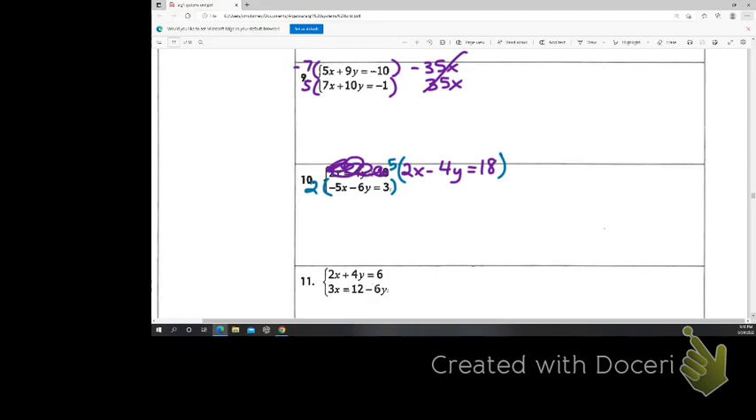For the assignment that followed this page, I assigned 1 through 10. We did not do number 11 and 12 on the assignment page that follows this.